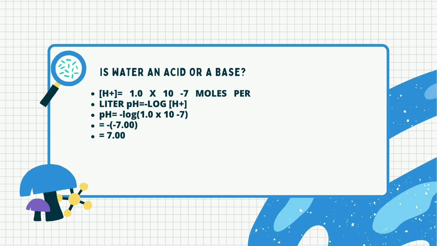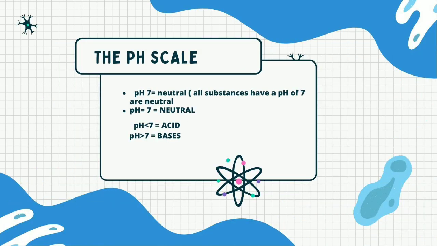So, ang iyang result is 7. Mauna neutral siya kay ang iyang result kay 7. So, the pH scale. Kung ang iyang pH kay is equals to 7, which means it's neutral. Akong ingon ngayon nga all substances have a pH of 7 are neutral. This means there is an equal concentrations of H plus ions and OH minus ions.